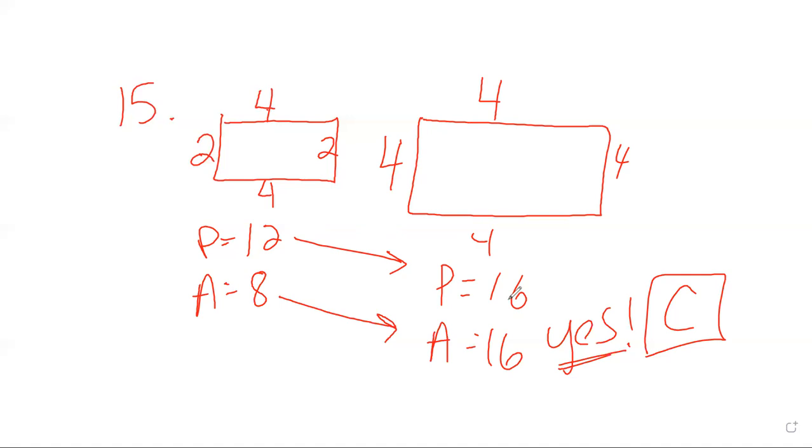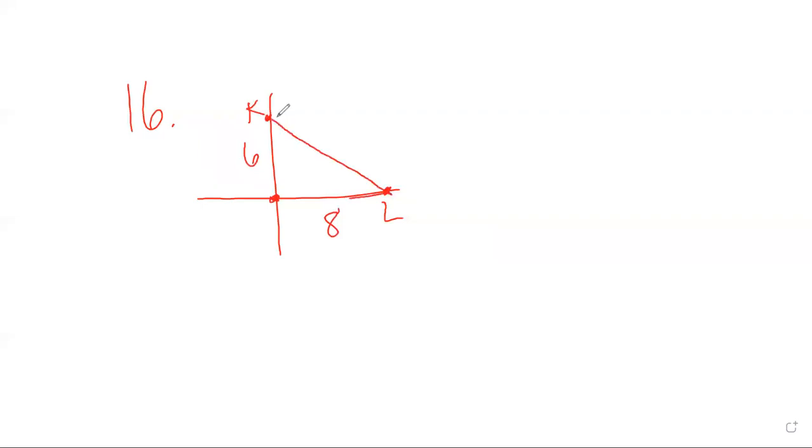All right, let's go to 16. On 16, you have to find the perimeter and area of a triangle, and they give us the plot. We have 0, 0. We have 0, 6. This is the letter K. That means this is 6 units. We have 8, 0. This is L, and this must be 8 units. We'll draw the triangle. This is the right angle.